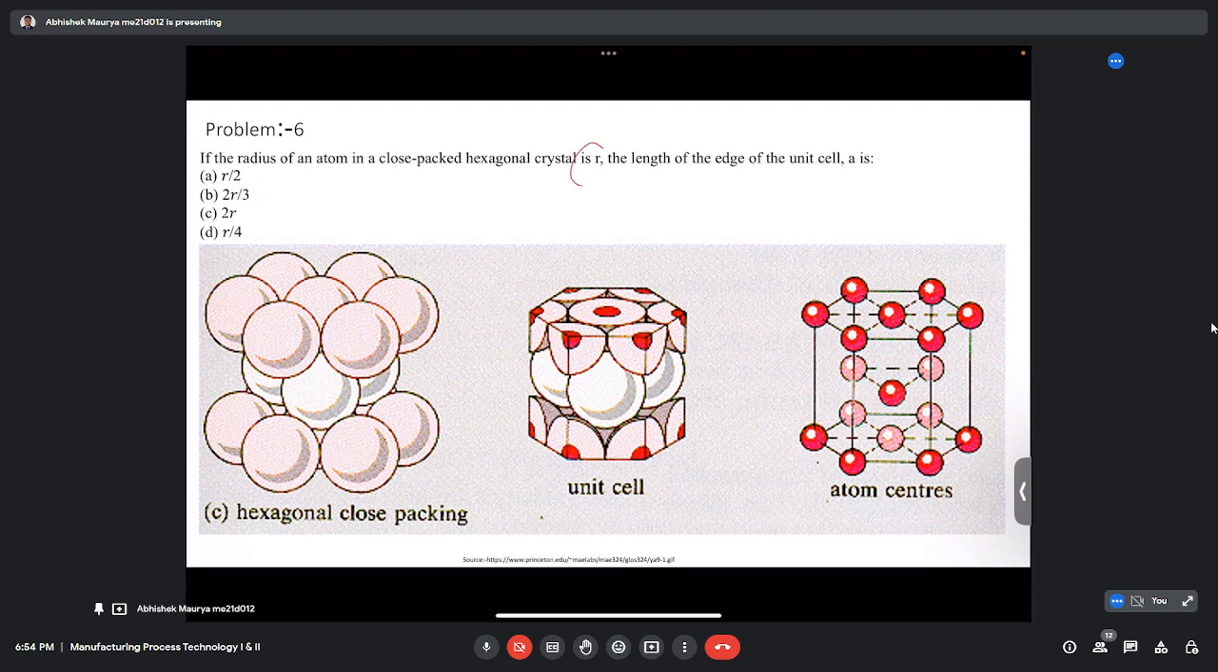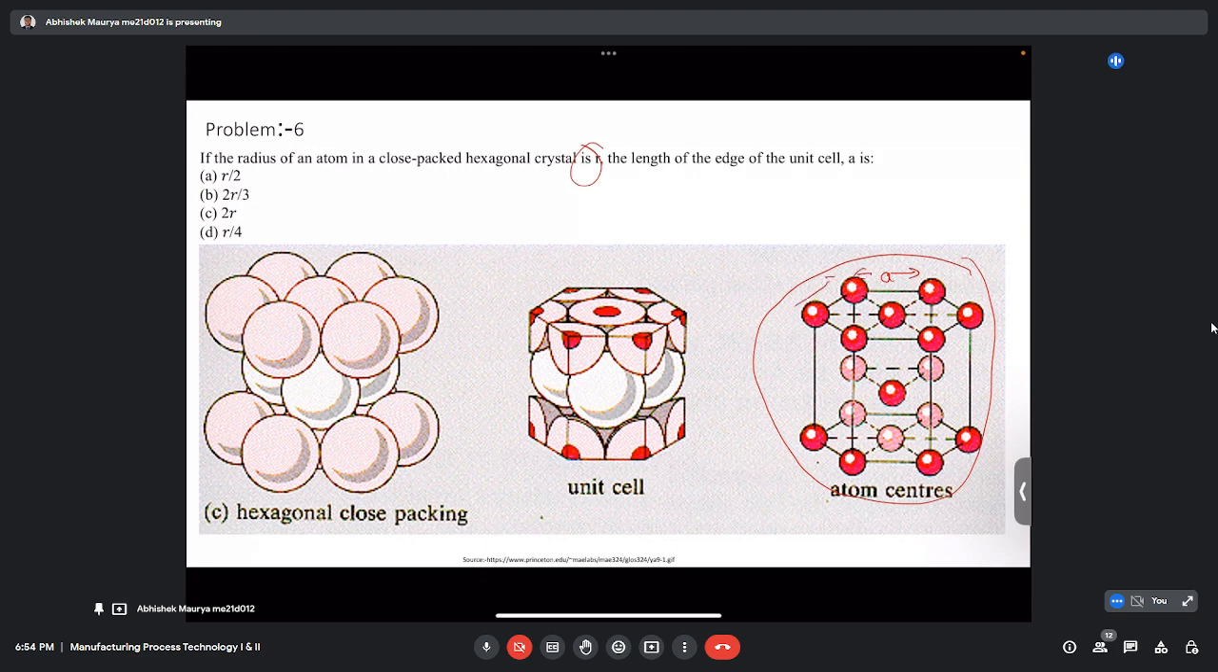So since I have already shown few of the diagrams, hexagonal close packed structure looks something like these. So I will try to locate what are the lattice constants or length of the edges of the hexagonal crystal. So we are denoting it by A.